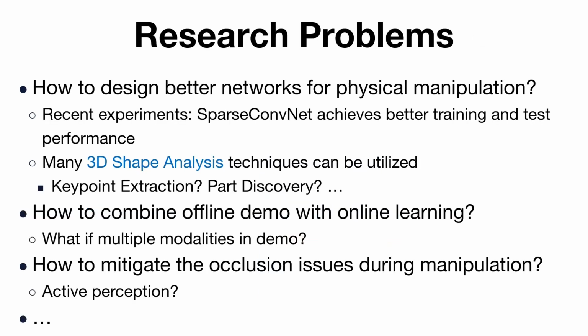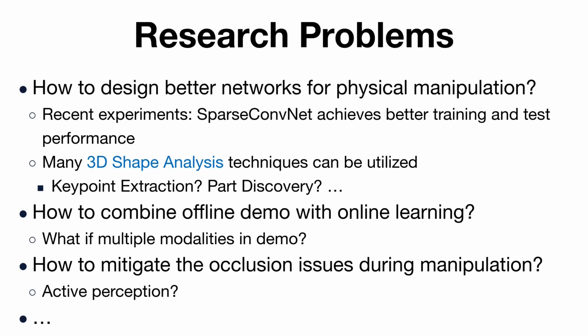During the development of ManiSkill, we found that some interesting research problems have emerged. For example, how to design better networks for physical manipulation. Our recent experiments show that sparse ConvNet actually achieves better training and test performance than the baselines, which means better network architecture can indeed help manipulation. In addition, many 3D shape analysis techniques can also be utilized, such as key point extraction, part discovery, and others. There are so many possibilities to explore.